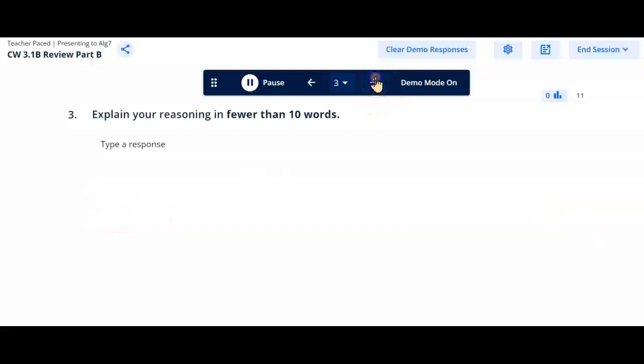Good job. For number 3, explain your reasoning in fewer than 10 words. And there's a key concept I'm looking for here.